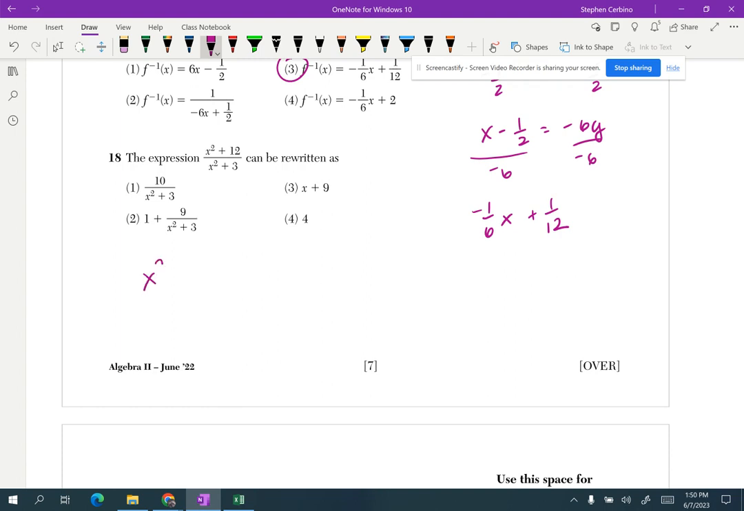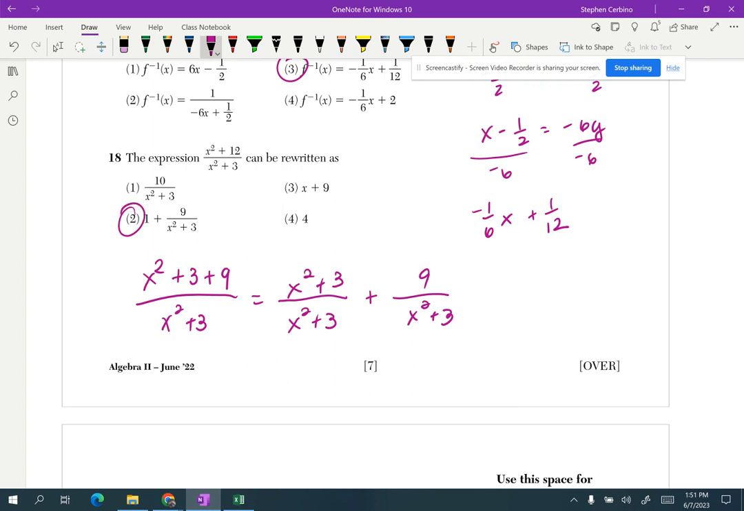So you can rewrite this as x squared plus 3 plus 9 divided by x squared plus 3. And then we can break that apart into 2 fractions, x squared plus 3 over x squared plus 3, and then 9 over x squared plus 3. Since these 2 things are the same, it becomes 1.